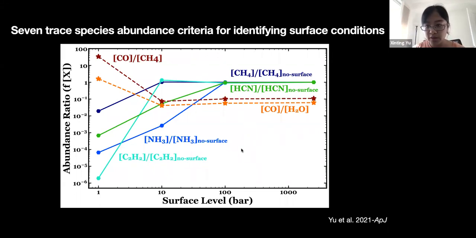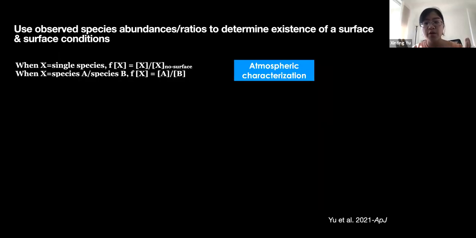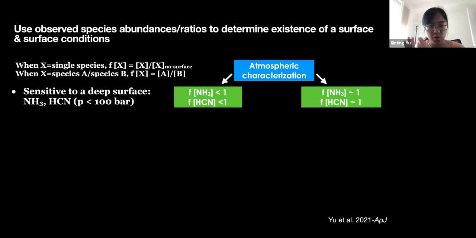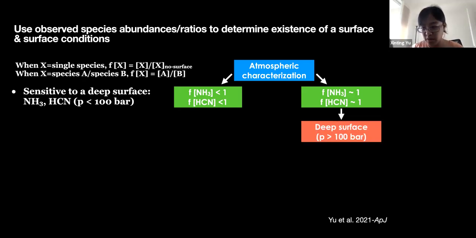And now we selected 7 criteria that are robust for different varying parameters. How this works is basically once we have atmospheric characterization for a planet like K2-18b, we're going to get the species abundances, so X with a bracket here. And then we first look at the species that are sensitive to a relatively deep surface, ammonia and HCN. So if the observed ammonia and HCN abundances are close to the no surface predicted abundances, then we would immediately say that there's probably a surface deeper than 100 bar.